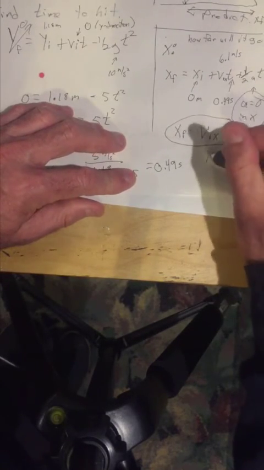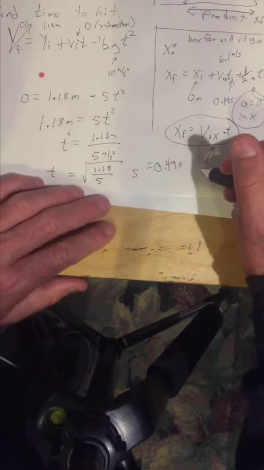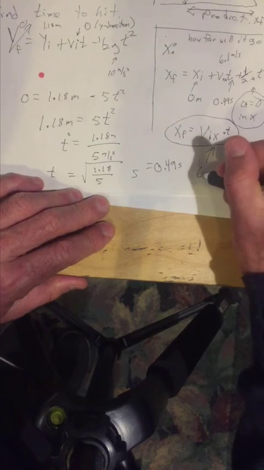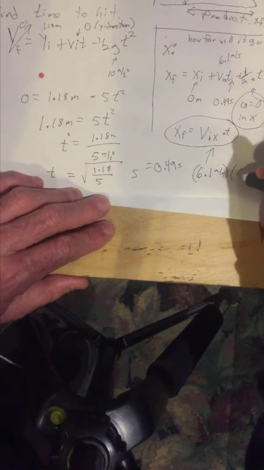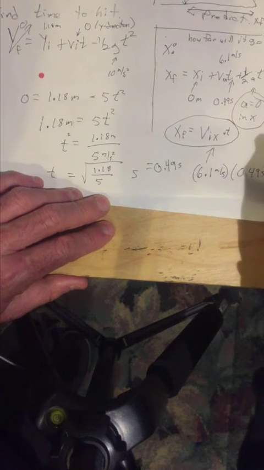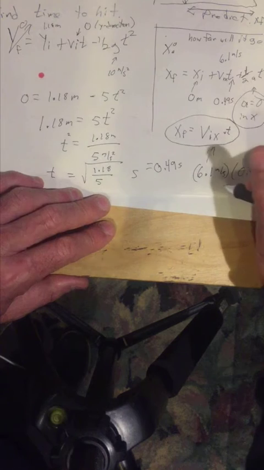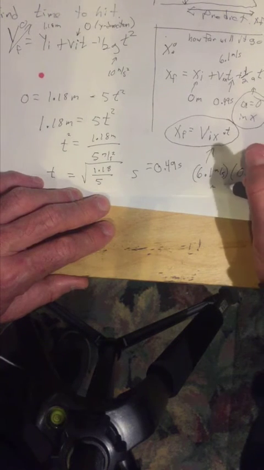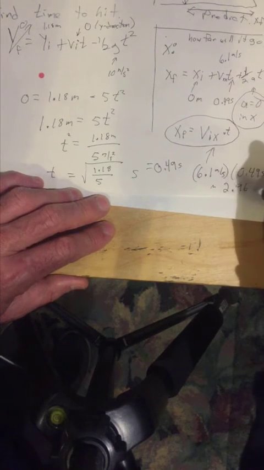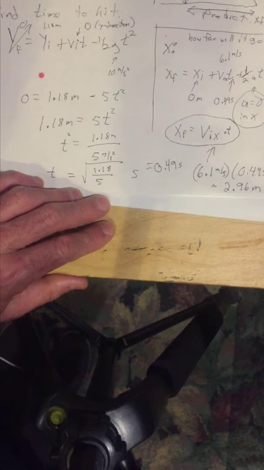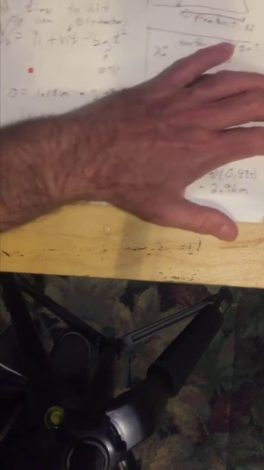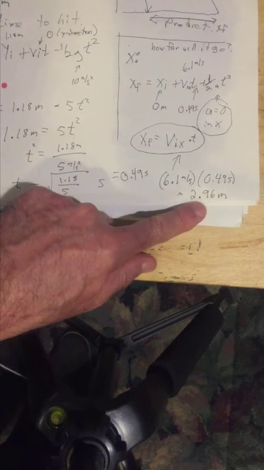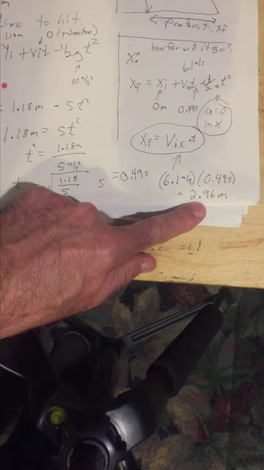All right, so if I plug things in here, I have the initial x velocity, 6.1 meters per second. Multiply that times 0.49 seconds. And I did that, and I get about 2.96 meters. Now we're going to try it and see if that's what we get. Is that where the object is going to land, at 2.96 meters in front of the launch point?